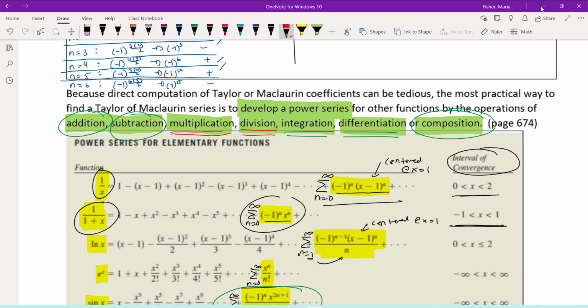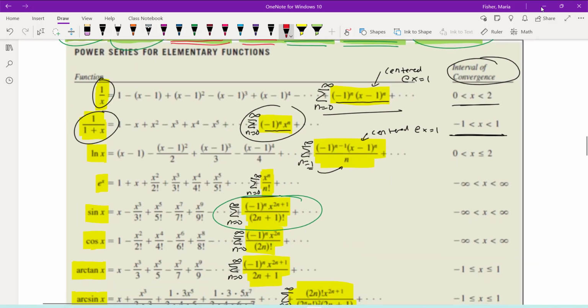Multiplication and division are really difficult because basically what you need to do is multiply the terms in these polynomials. So if I wanted to figure out what is e to the x times the sine of x, what's this one times that one? I would have to multiply this 1 plus x plus x squared over 2 factorial plus x cubed over 3 factorial plus x to the 4th over 4 factorial plus x to the 5th over 5 factorial. Multiply that by this one here.